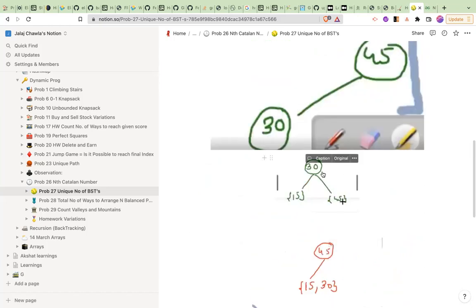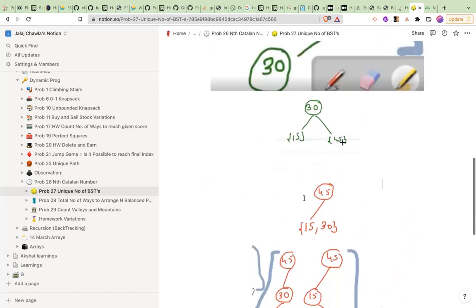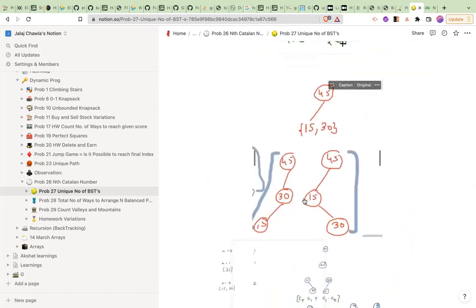When we take 30 as a root, there is only one way, because 15 is less than and 45 is greater than. That's the only way, right? And the other approach is taking 45 as a root and then you have 15 and 30 as the elements, so you can arrange them accordingly. Like with 45 as a root, either you can put 30 first, and then 15 on its left.